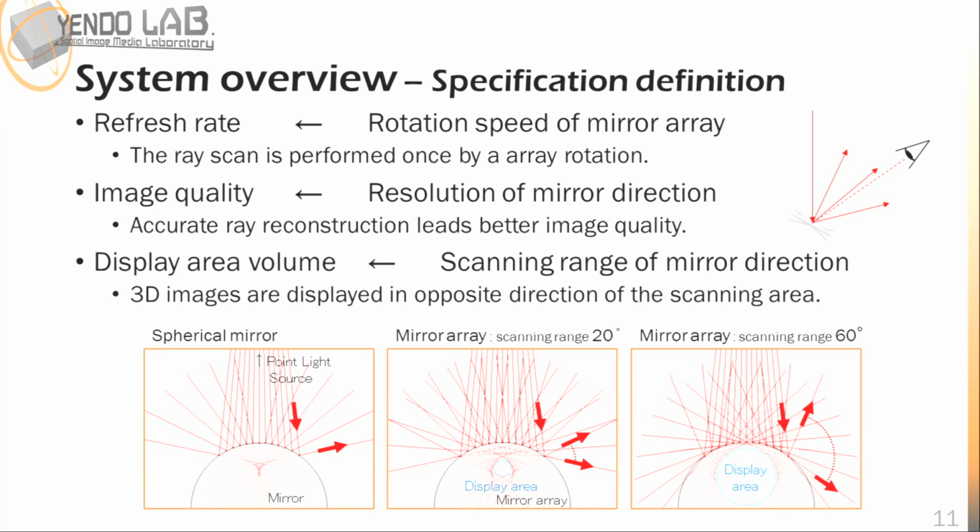Third, the volume of display area per array diameter is defined by scanning range of mirror. The image on the left shows ray reflection on a spherical mirror. In the proposed method, normal vectors of this spherical mirror are modulated. The middle figure shows the reflection when the scanning range is 20 degrees, and the right one shows that of 40 degrees. The display area is roughly drawn by using extended rays in the opposite direction of the reflected rays. The larger the scanning range is, the larger the display area is achieved.